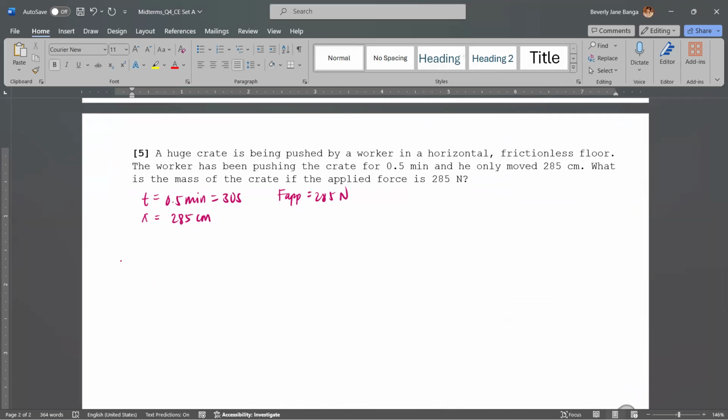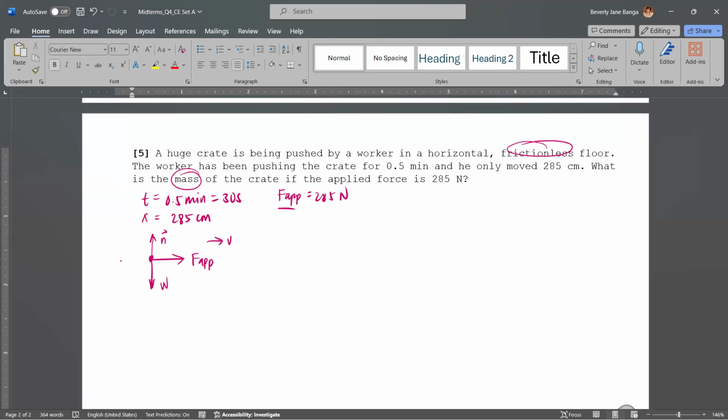So basically, you have a crate on a surface, and the forces acting on it are the normal and the weight, and it says here frictionless. So we have no friction, and we have the applied force F. So let's assume that our object is moving to the right. So the question is, what is the mass of the crate? Obviously, our crate had movement due to an applied force.